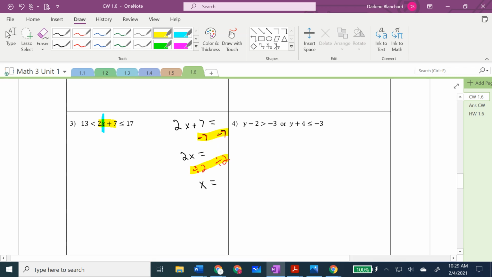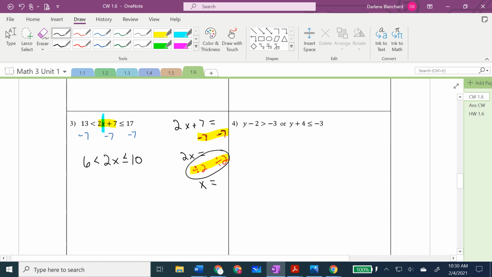Do those two things in that order to all 3 pieces of this inequality at once. So I'm going to first subtract 7 from all 3 sides. 13 minus 7 gives, nope, hold on, I can add, I really can, 6. And then subtracting 7, the middle is now 2x. Subtracting 7, the right end is now 10.